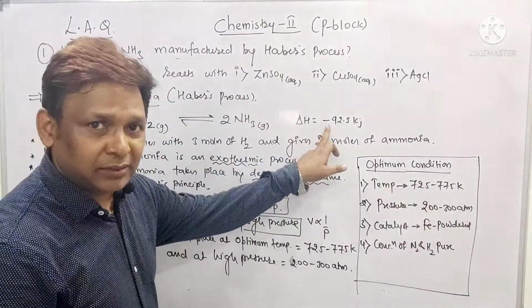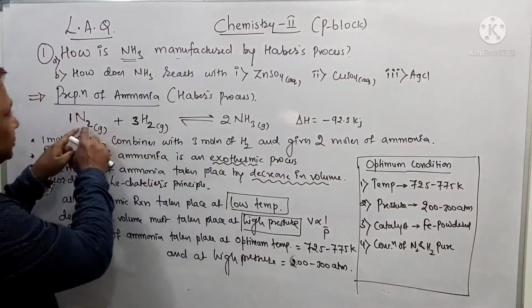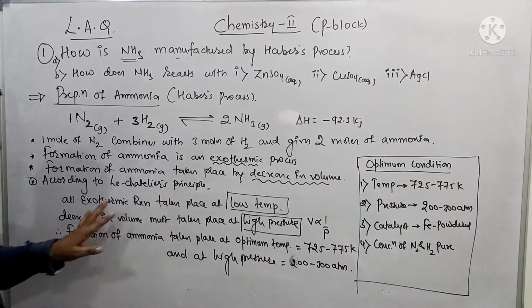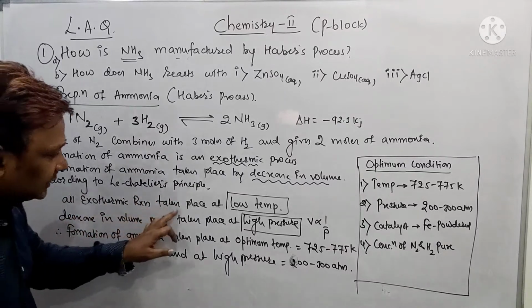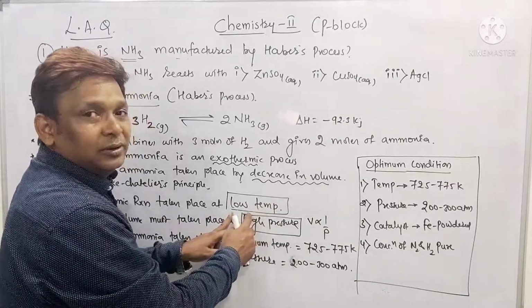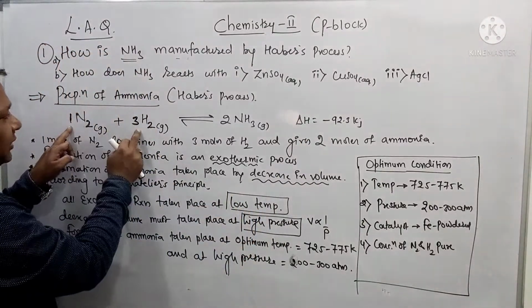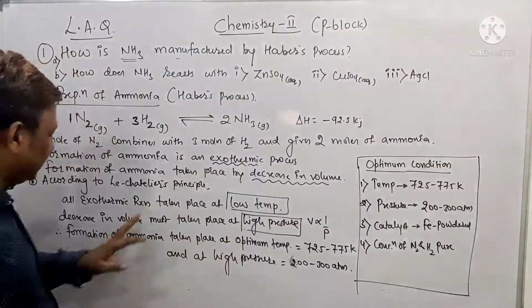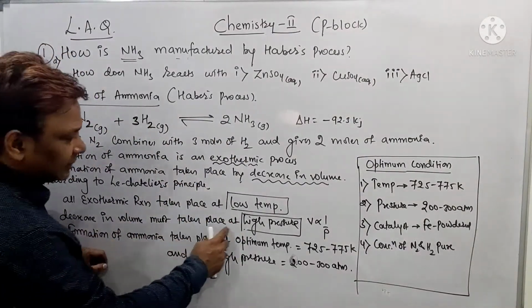It is an exothermic process. But it shows a decrease in volume. So according to Le Chatelier's principle, all exothermic reactions take place at low temperature, because exothermic means low. But 1 plus 3, 4 volumes gives 2 volumes. Decrease in volume means high pressure. Then decrease in volume must take place at high pressure.